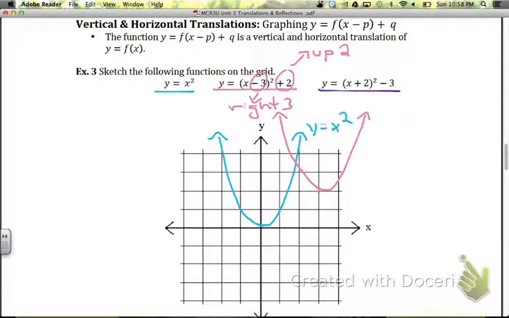So next we're going to look at y equals (x plus 2) squared minus 3. That minus 3 is going to tell us that we're going to move down 3. And this positive 2 tells me that we're going to move left 2. So remember, always start with your base function. In this case, that is our blue parabola here. So starting at the origin, we're going to move left 2 and down 3. So we get our point now at negative 2, negative 3.